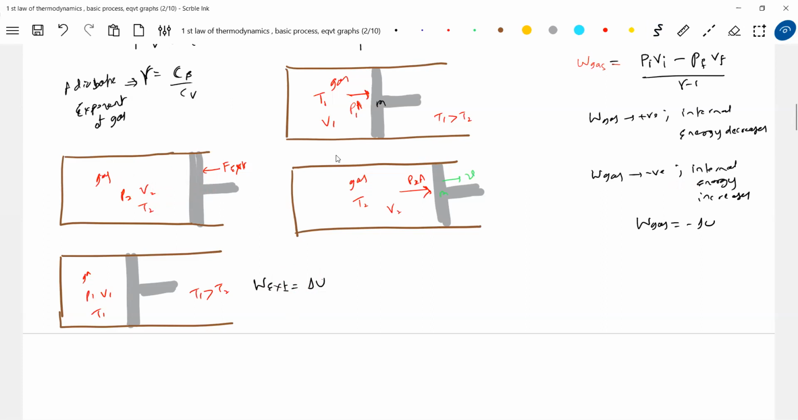Okay, this is about the basics of the adiabatic process. Let's go for graphs. Let's see how different types of graphs look in the adiabatic process. So first, the PV graph.